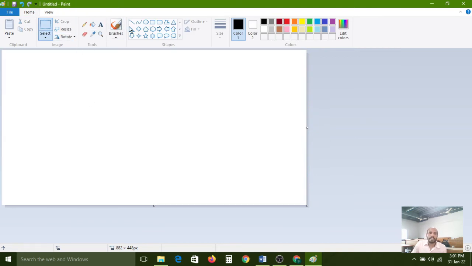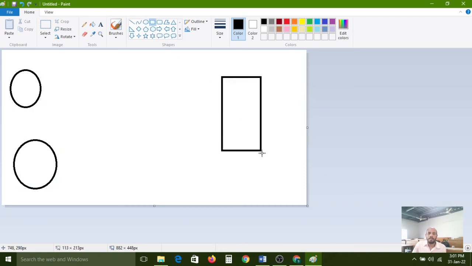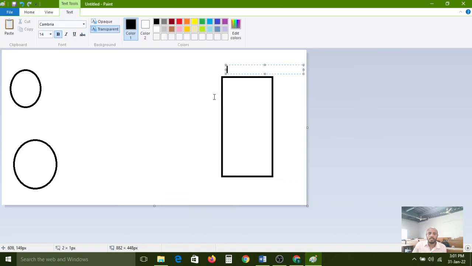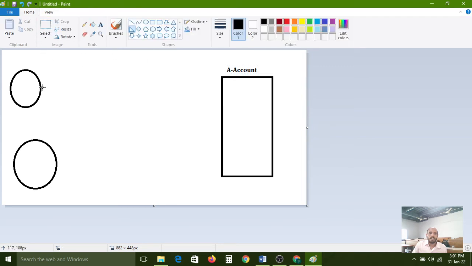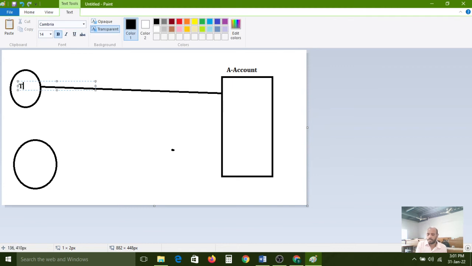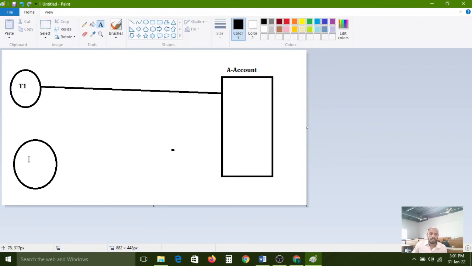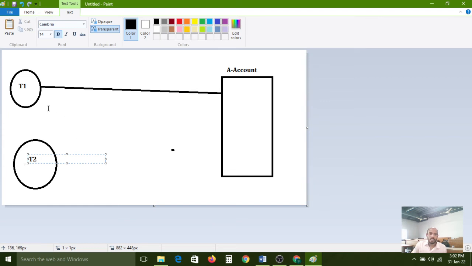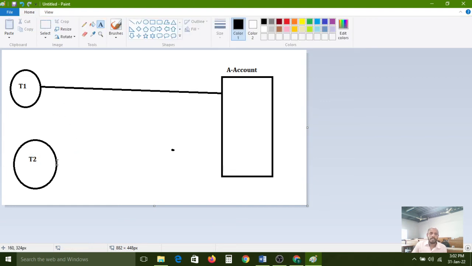I think you are not getting this one. This is T1, this is T2, and this is the same database, the A account database. T1 is accessing the same account. Carefully observe this T1 and this T2: two transactions at a time accessing the same database, that is, the A account database.